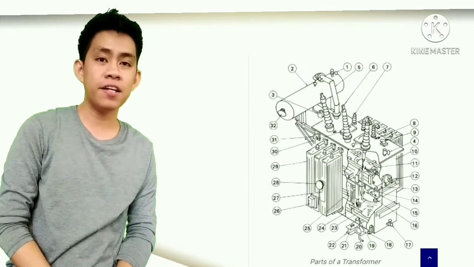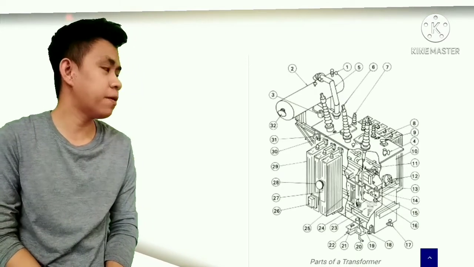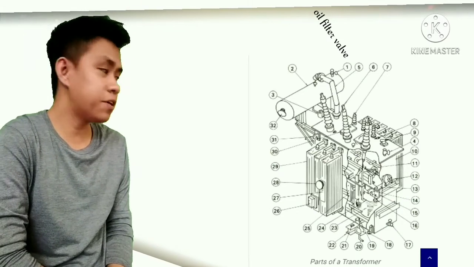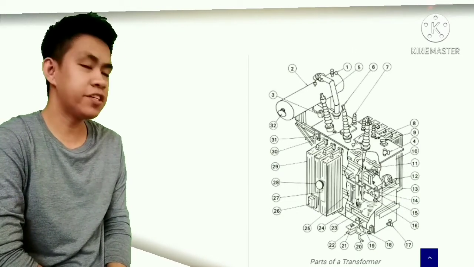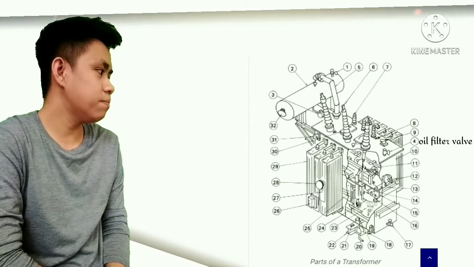So, in this case, the transformer helps by stepping up or down the level of voltage or current. So now we will define the parts of the transformer. As you can see, there are a lot of parts of a transformer. Number 1 is the oil filter valve. Number 2, the conservator. Number 3, the Buchholz relay. Number 4, oil filter valve.